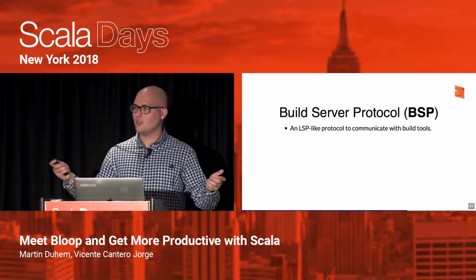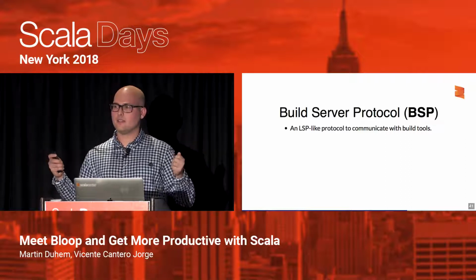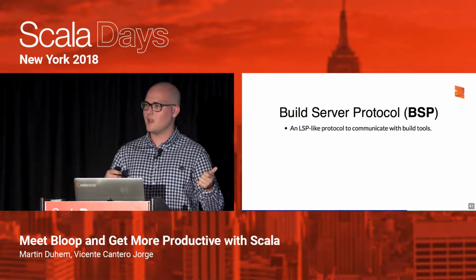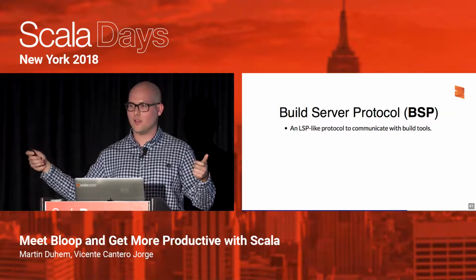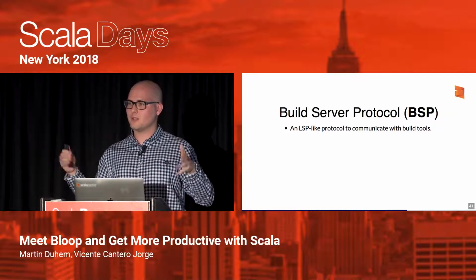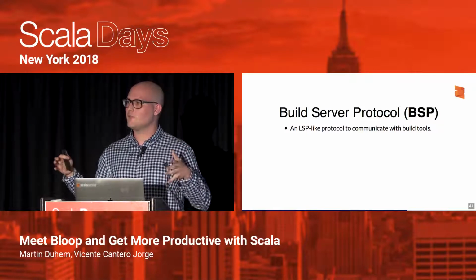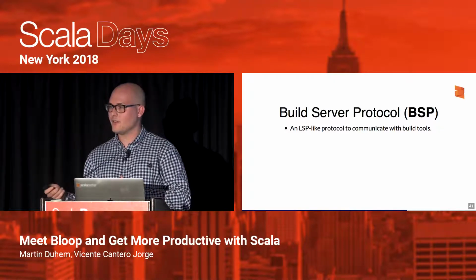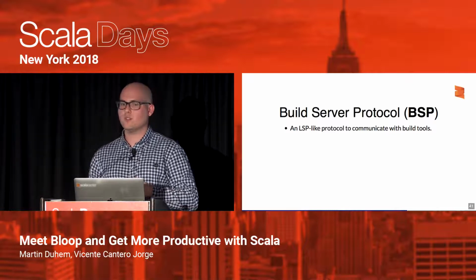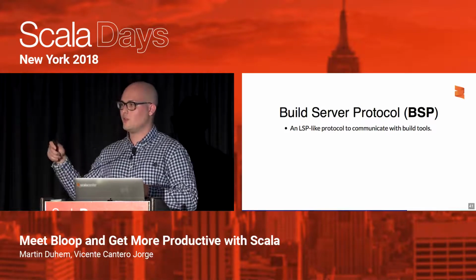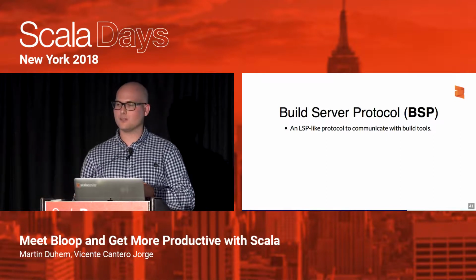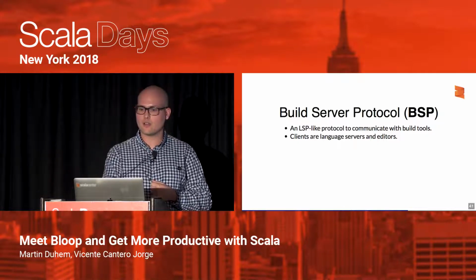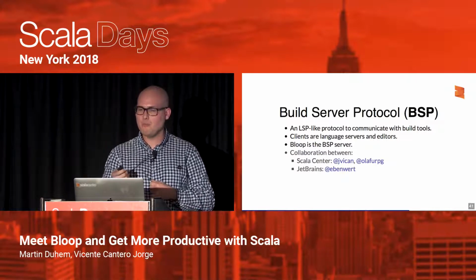So the difference here is that BSP gives us the same, but for build tools. It tries to formalize the communication between build tools and IDEs and editors as well. The problem here is that most of the time build tools have information that is required for the simplest things, like compiler diagnostics. Build tools are the source of truth because we define our projects there. So whatever we do in the editor, or whatever our language support does, also needs to get this information and operate on it. So in this case, clients are language servers and editors, and Bloop is the BSP server.